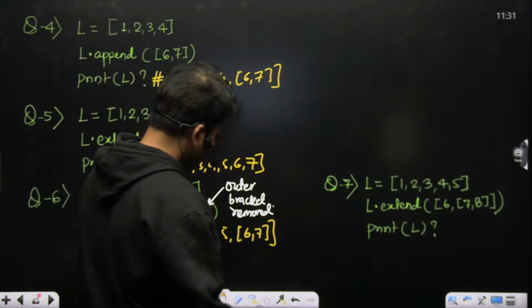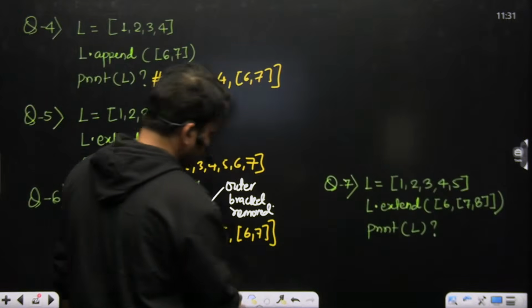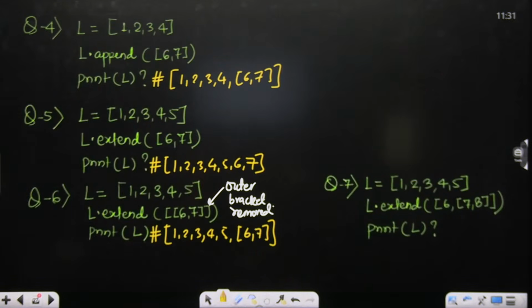Understood. What is the output of this one, the last one? Question number 7. What is the output?